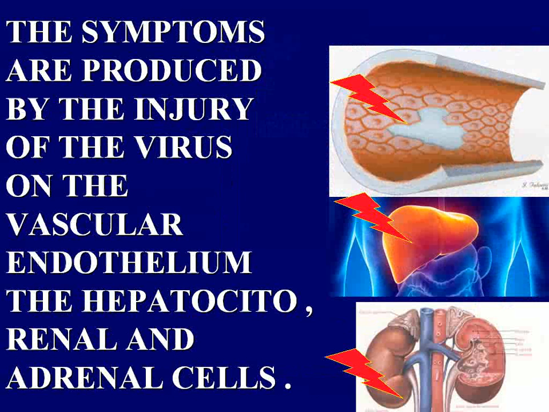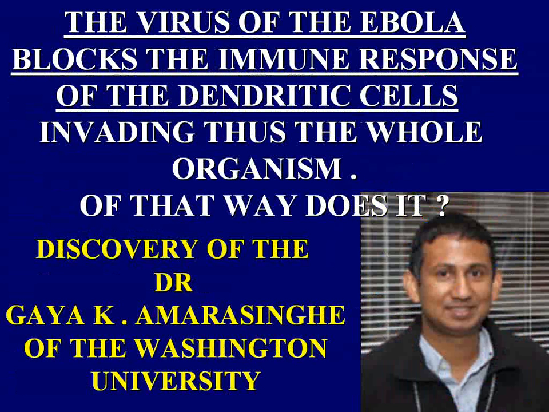The symptoms are produced by the injury of the virus on the vascular endothelium, the hepatocyte, renal, and adrenal cells. The virus of the Ebola blocks the immune response of the dendritic cells, invading thus the whole organism. It was discovered by Dr. Gaya Amarasinghe of the Washington University.